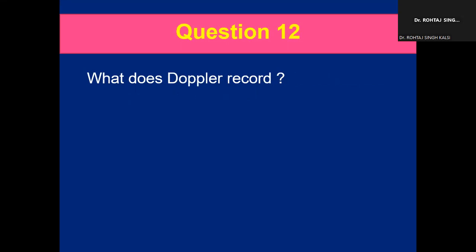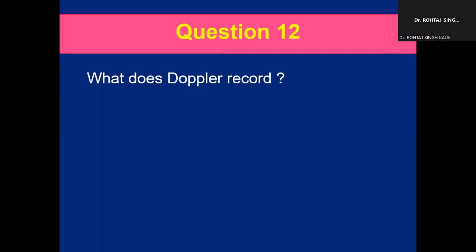Let's divide Doppler into three parts: color Doppler, pulse wave Doppler, continuous wave Doppler. What does pulse wave Doppler record? Pulse wave Doppler records the normal flow across the valve. Whether it's pulse or continuous wave Doppler, they all record basically velocity, gradients and velocity time integrals. I expected a good answer from you.